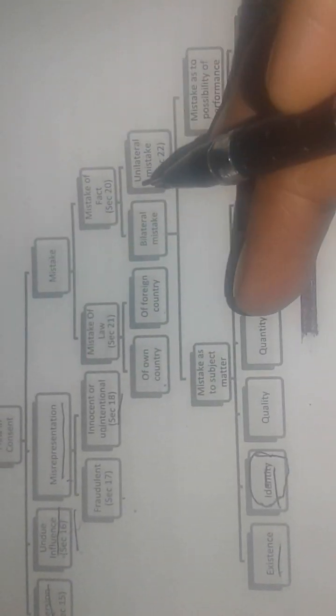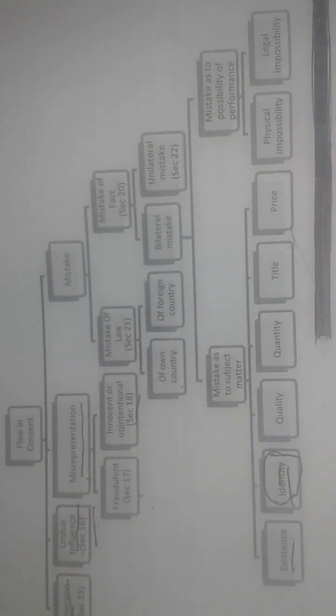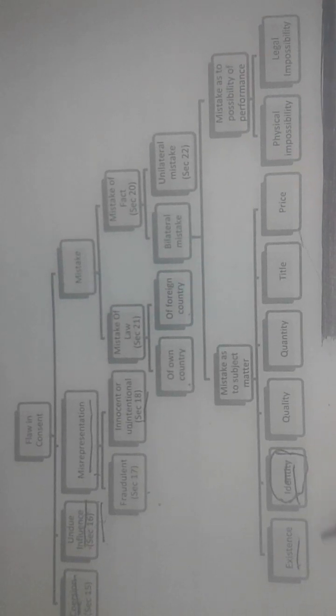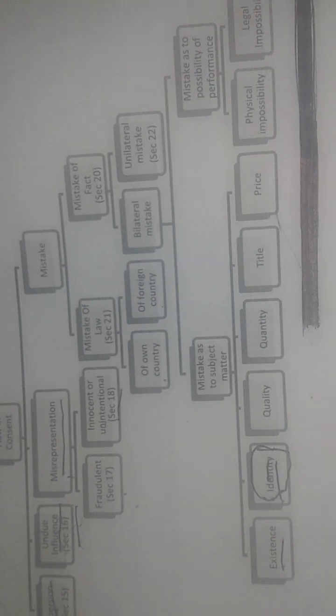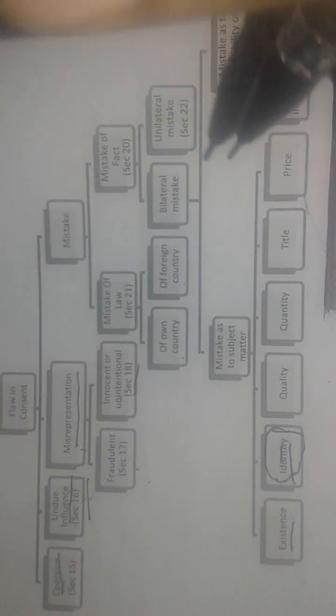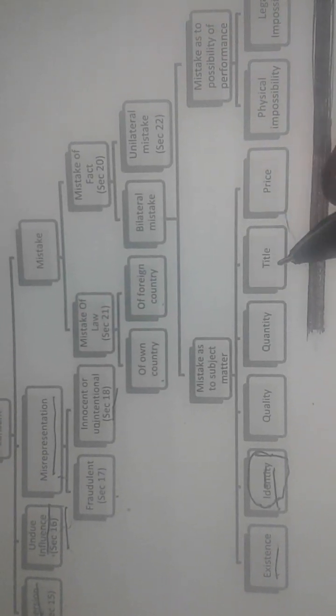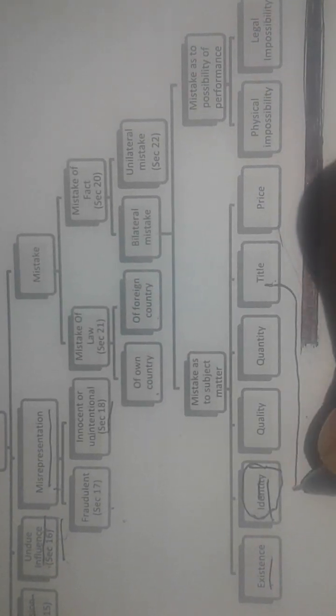This is like a mistake of fact, a factual error in which both parties are not aware of that particular item's identity, what that particular product's identity is, right? Quality mistake: there might be quality mistakes while making the contract. Quantity as well, same you can understand. Title mistake, you can relate this with identity mistake as well. Somehow both are related, right?